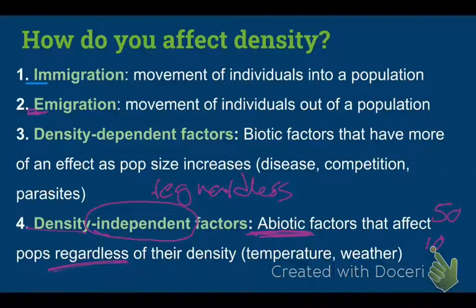It doesn't matter if it's a highly populated area or a low populated area. It's going to affect it the same no matter what. So you're going to have weather events that are going to be big here, such as floods, hurricanes, or tornadoes. It doesn't matter how dense the population is, a tornado is still going to have an effect on it because those do not relate at all, versus competition and disease, which have a direct relation with the population size.